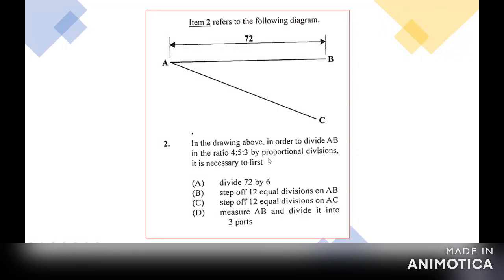The ratio 4, 5, 3 by proportional divisions, it is necessary to first A, divide 72 by 6, step off 12 equal divisions on AB, which is here, or step off 12 equal divisions on AC. And the answer would be AC. First of all, you will need to step off 12 divisions with your compass from A to C, and then by that, you will get the divisions for A to B. Okay, so the answer is C for number 2.